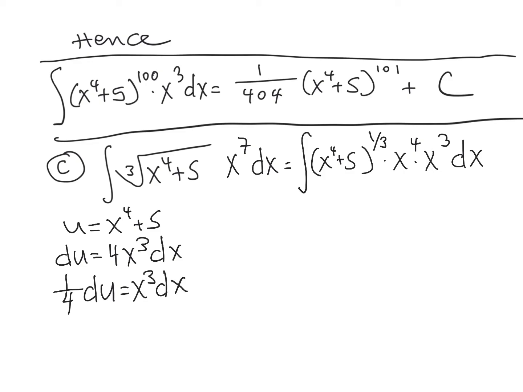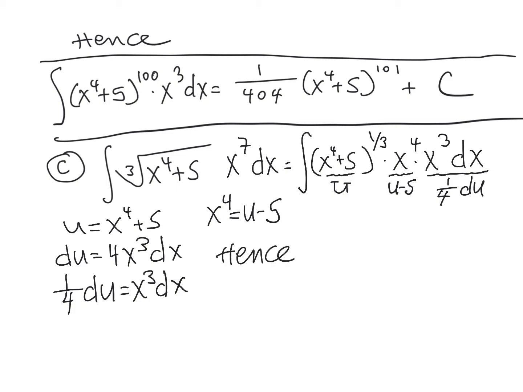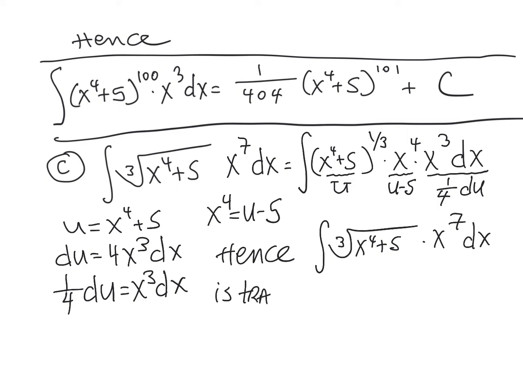We also need to solve for x to the fourth. Since u is equal to x to the fourth plus 5, we can easily solve for x to the fourth. It is u minus 5. And now look at the integral. X to the fourth plus 5 is u. X to the fourth by itself is u minus 5. And x cubed dx is 1/4 du. So once again, we have an integral in variable x, which is very complicated. The cube root of x to the fourth plus 5 times x to the 7th. It's a very complicated integral. With this u substitution, it has now been transformed to the following integral in variable u.